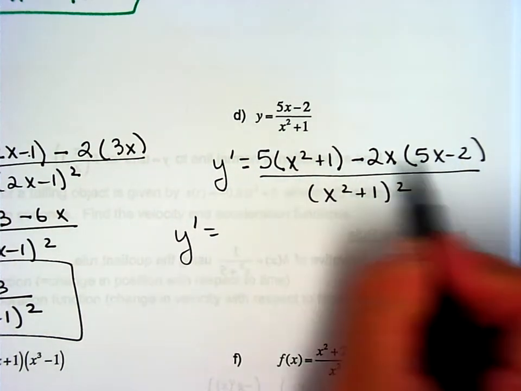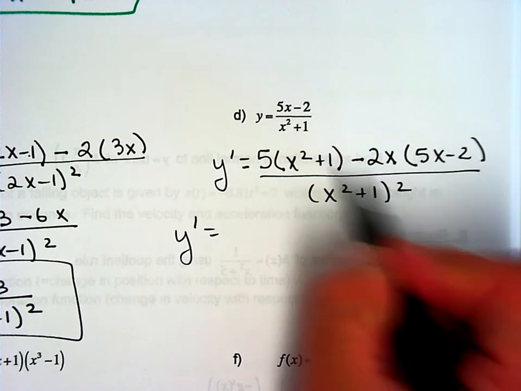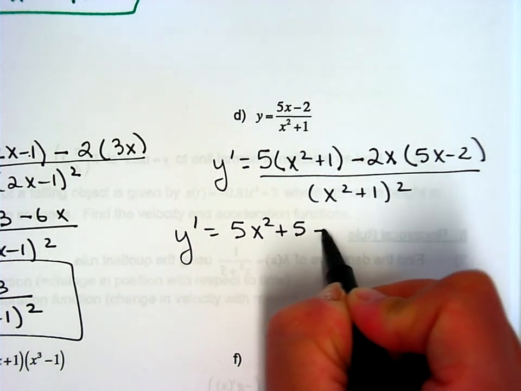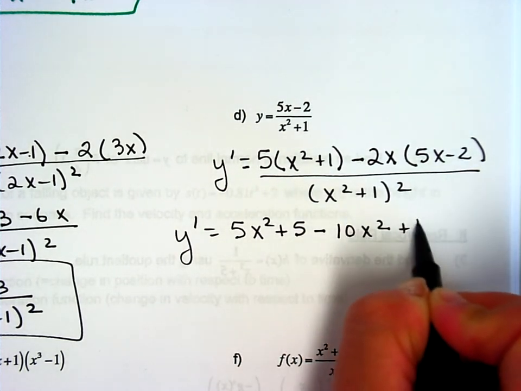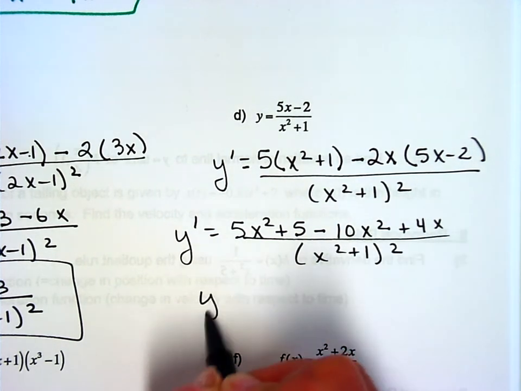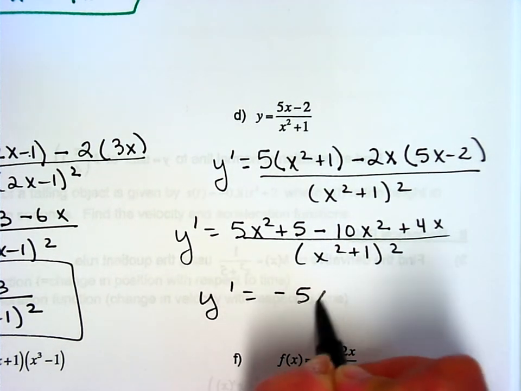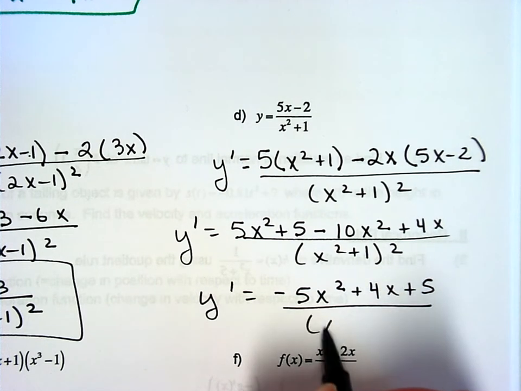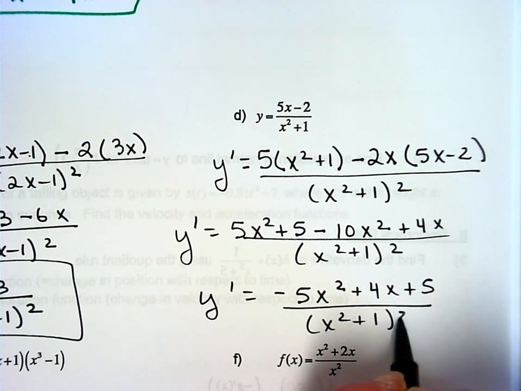I don't see something I can factor out on the top, so I'm going to go ahead and just multiply it out. 5x squared plus 5 minus 10x squared plus 4x. Combine like terms on the top. So my final answer is negative 5x squared plus 4x plus 5, all over (x squared plus 1) quantity squared.